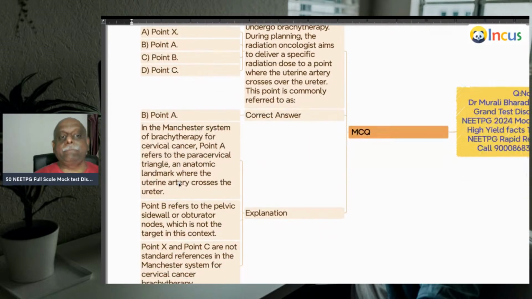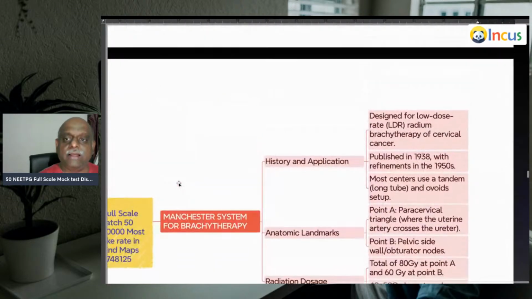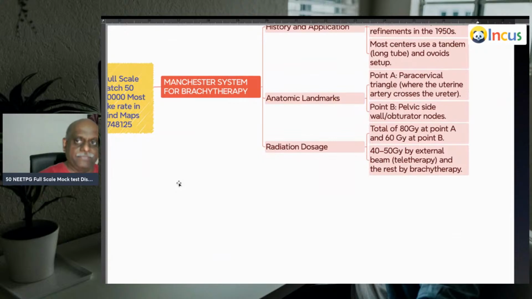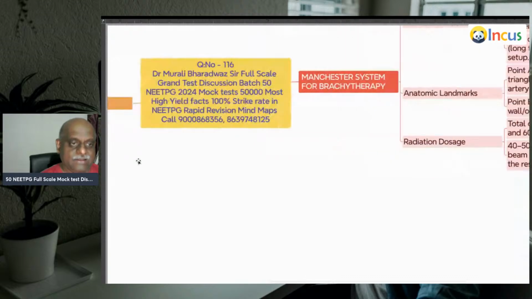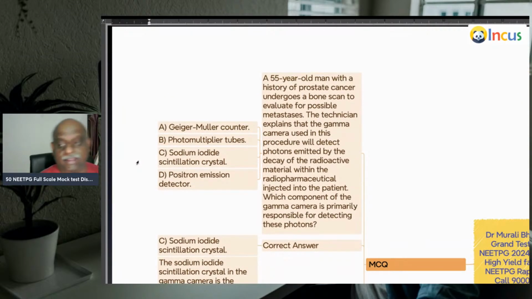So what is meant by point A, doctor? Paracervical triangle, where the uterine artery crosses the ureter. So all about the points, doctor. Point A, paracervical triangle. Point B, pelvic side wall and obturator nodes. Totally 80 Gray at point A, 60 Gray at point B, 40 to 50 Gray by external beam teletherapy and the rest by brachytherapy. So please don't forget this funda of managing the radiotherapy, doctor.